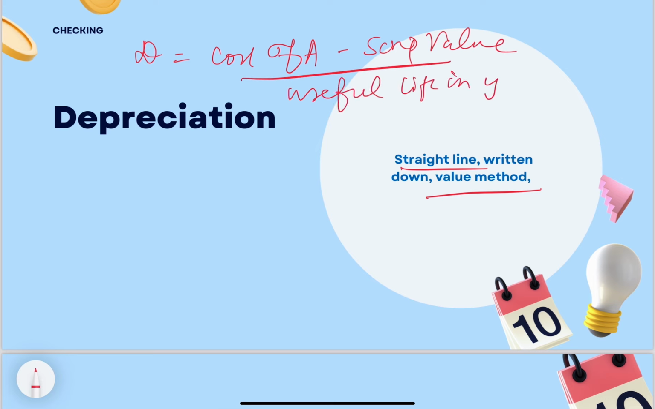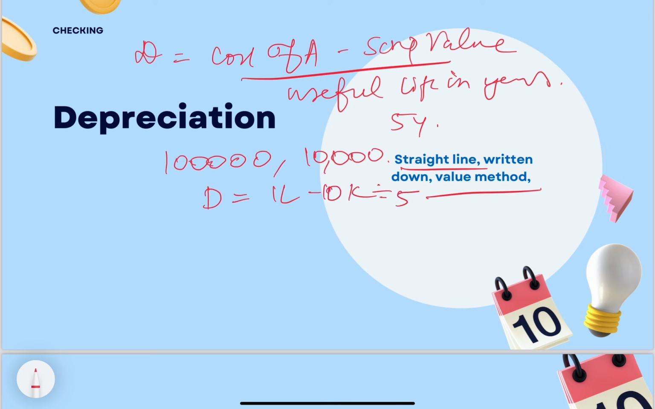Okay, so if a machine costs 1 lakh, scrap value is 10,000, and life is 5 years, then depreciation would be 1 lakh minus 10k divided by 5. So it would be 18,000 per year. This is calculated via the straight line method.